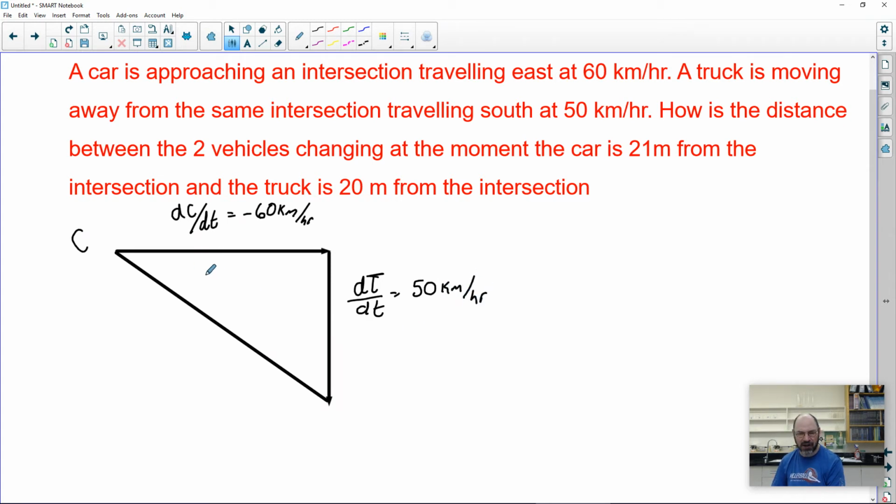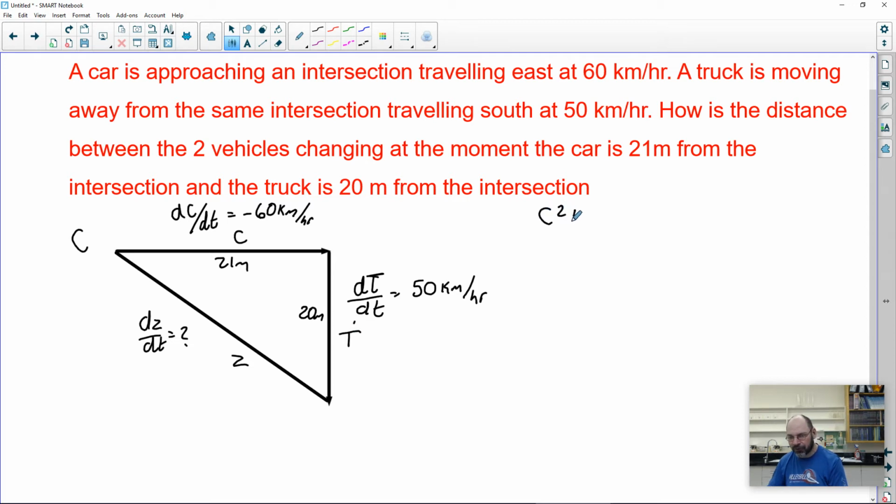Now our instant in time I'm going to put inside. So dz/dt is what we're trying to find. At that instant in time, how fast is the distance between the two vehicles changing? The car is 21 meters away, and the truck is 20 meters away. So let's figure out what z is. We'll call this one x, this one y, and this one z. I guess we should probably keep it with the t and the c so I don't confuse you guys. We'll call this one c and this one t.